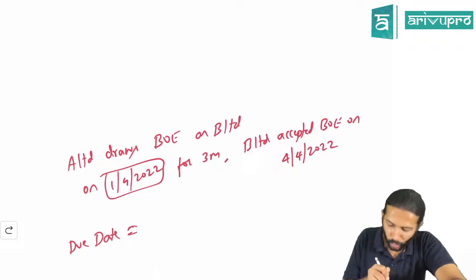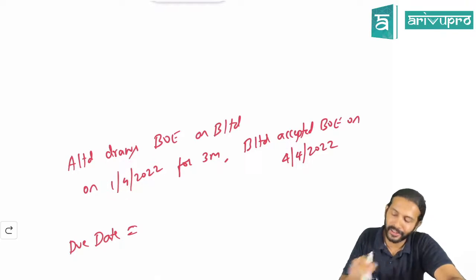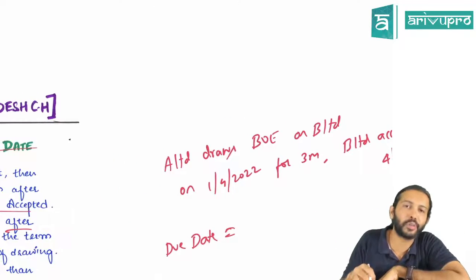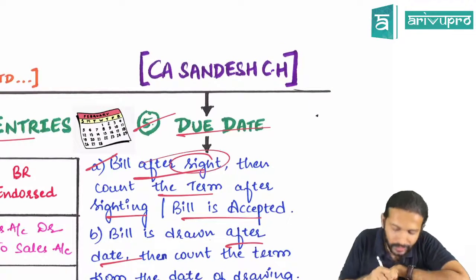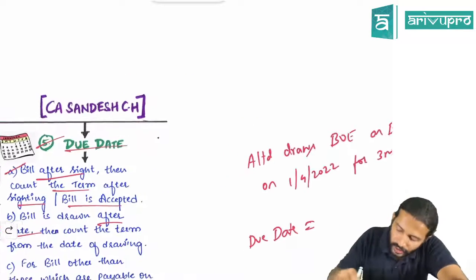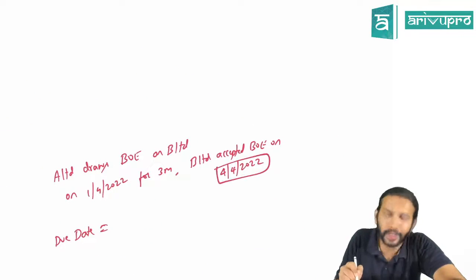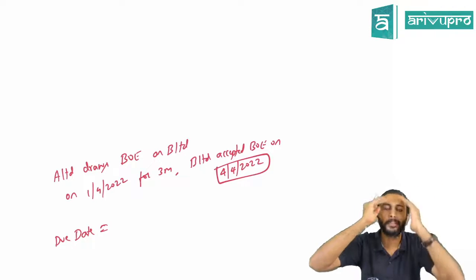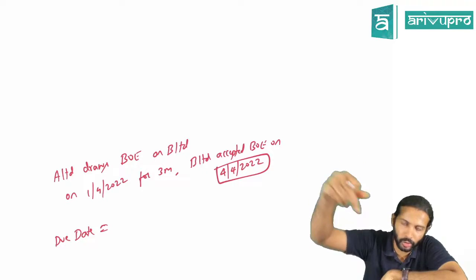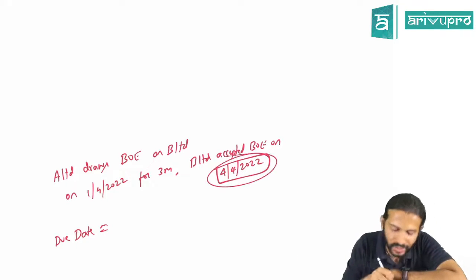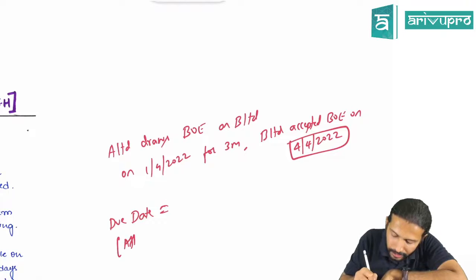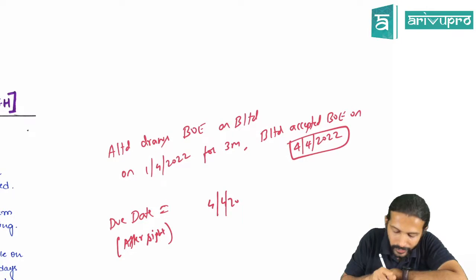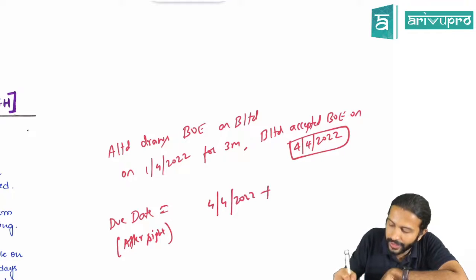Somebody who is saying 1st April is also right. Somebody who is saying 4th April is also right. Why? Sir, that depends on what kind of a bill it is. If it is bill after sight, then you will count the term only after the acceptance date. Bill after sight means B Limited should view that bill. Only after B Limited views that bill and puts his signature, from the acceptance date, you will start counting the date.